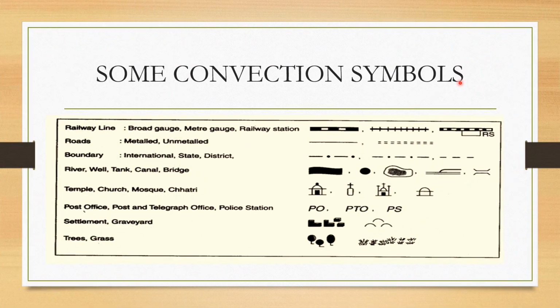Some conventional symbols are these, like railway line. For railway line, we use these lines and symbols. All these symbols are conventional symbols because these are known all over the world. Like if there's a temple, then there's a symbol for a temple. If there is a church, then there is a symbol for church. If there is a well, then there would be a symbol for well. If there is a river, then there would be one for river. So there are lots of symbols, but some of them are shown here.